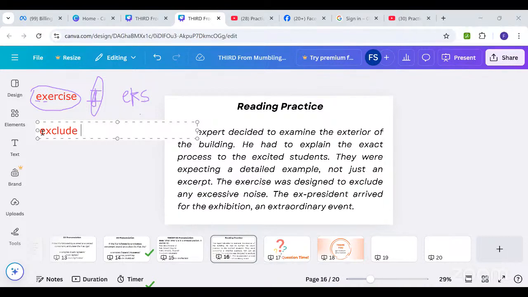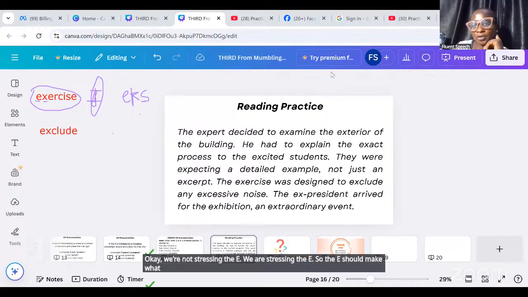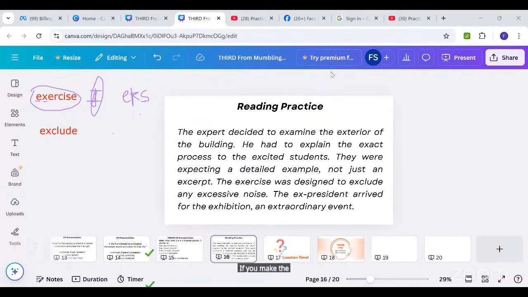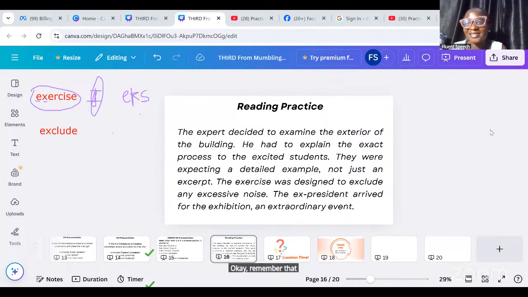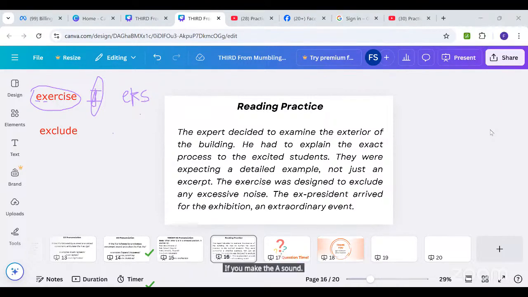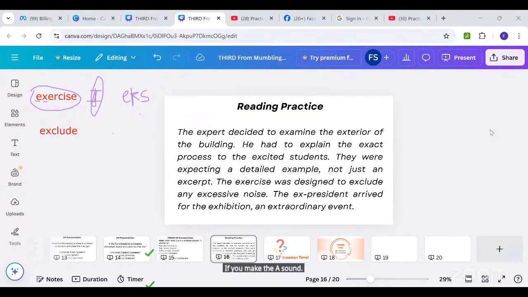We are not stressing the E. So the E should make what sound? It should make the air sound. Okay, remember that the first one was an, sorry, I already muted you. Please unmute yourself back, sir. Remember the first one was an, what's the word now? Exception. The first word is an exception.